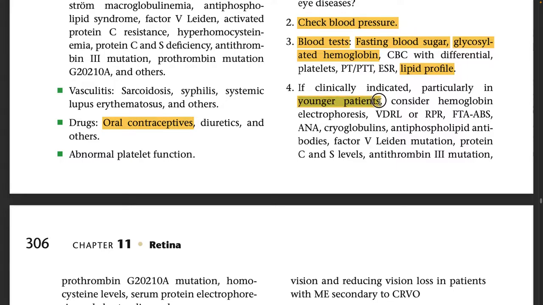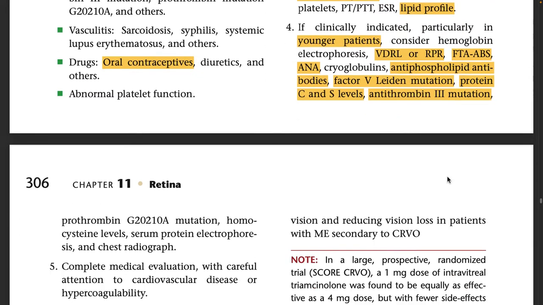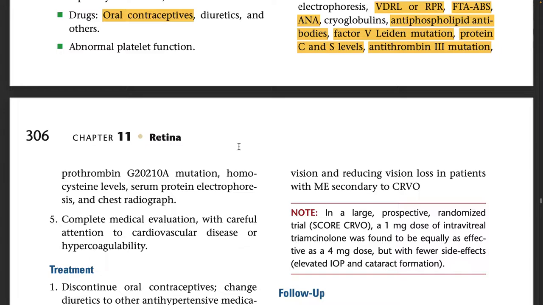we are supposed to consider VDRL and RPR, which is for syphilis, and FTA-ABS, also syphilis. You consider ANA, which is for SLE, systemic lupus erythematosus. Antiphospholipid antibodies are also for some autoimmune diseases. Factor V Leiden mutation, protein C and S levels, antithrombin III mutation, and prothrombin G20210A are for hypercoagulable states.